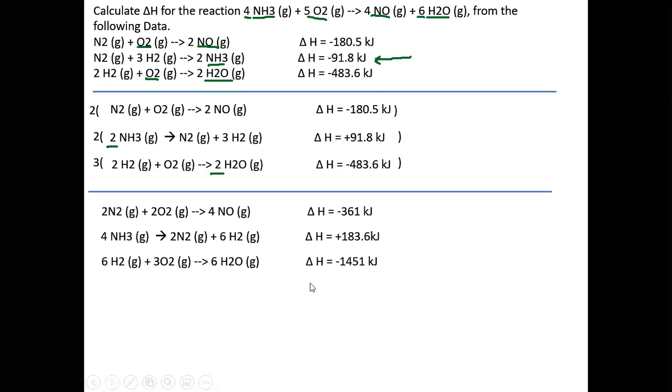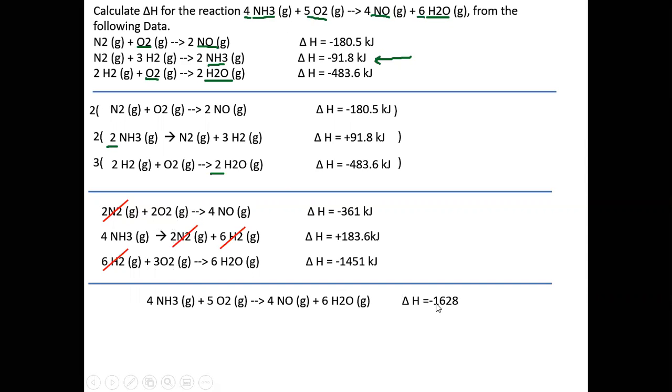So now we can cross out like terms. The 2N2 cancel out on both sides. The 6H2 cancel out on both sides. And notice here we have 3O2 and 2O2 on the reactant side. That's a total of 5 moles of oxygen. So that's correct. So now we can add everything up to get delta H. And so here delta H is negative 1,628 kilojoules. So it should be kilojoules per mole.